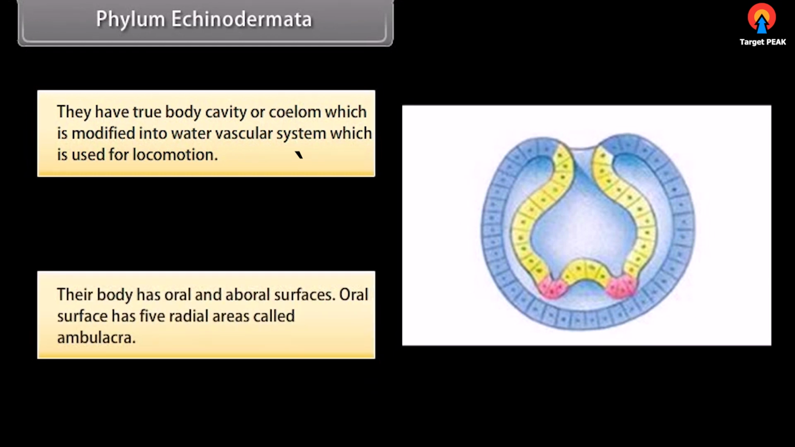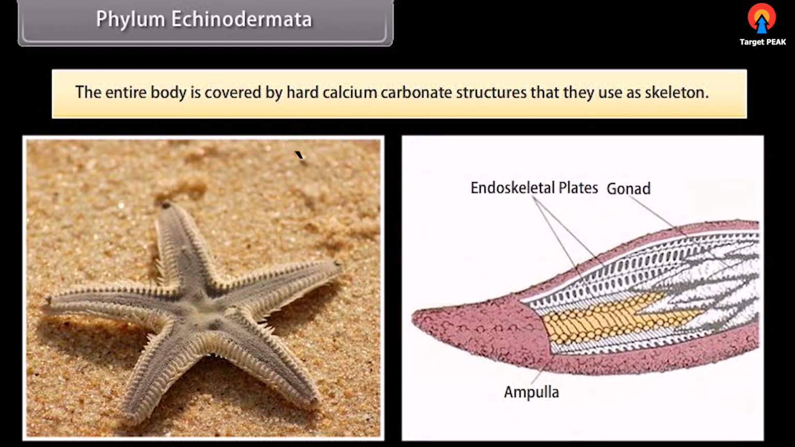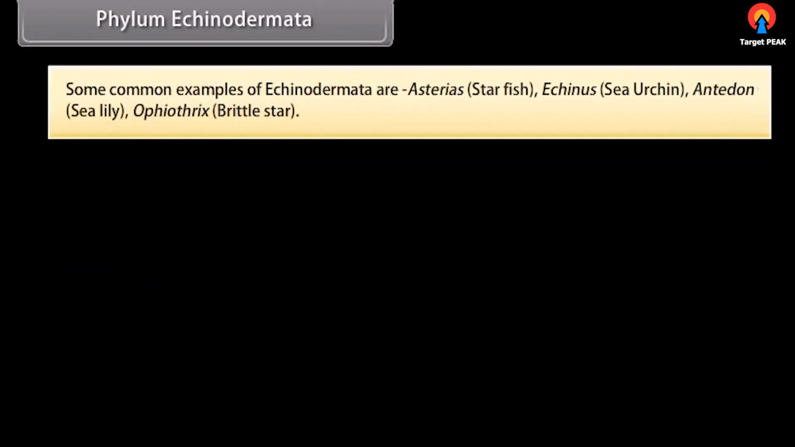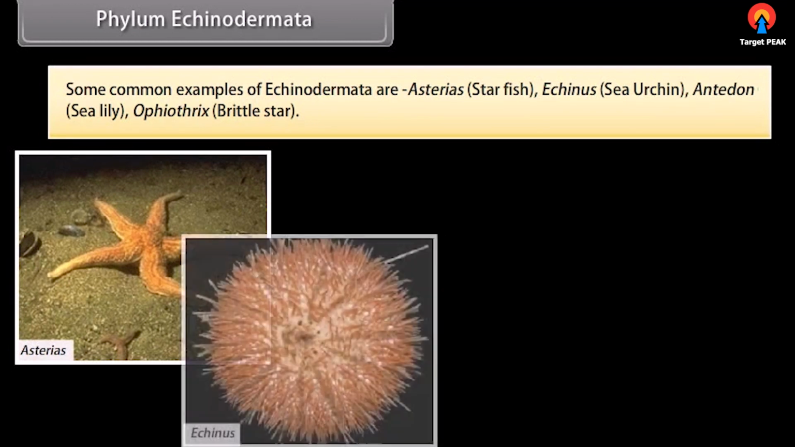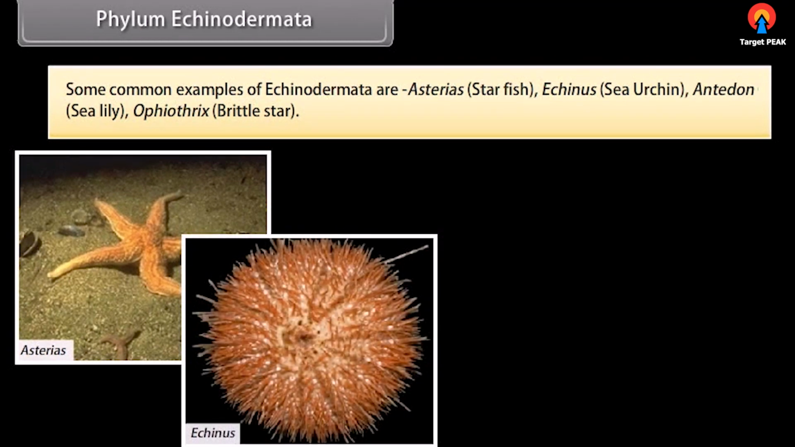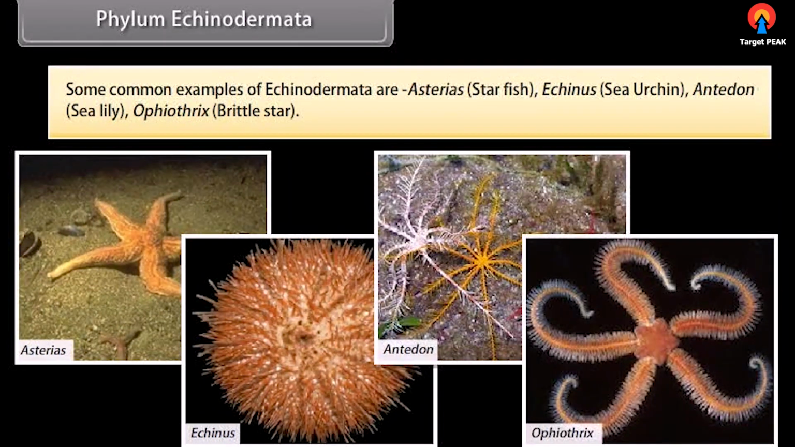Their body has oral and aboral surfaces. The oral surface has 5 radial areas called ambulacra. The entire body is covered by hard calcium carbonate structures that they use as a skeleton. Some common examples of Echinodermata are Asterias, starfish, Echinus, sea urchin, Antedon, sea lily, Ophiothrix, brittle star.